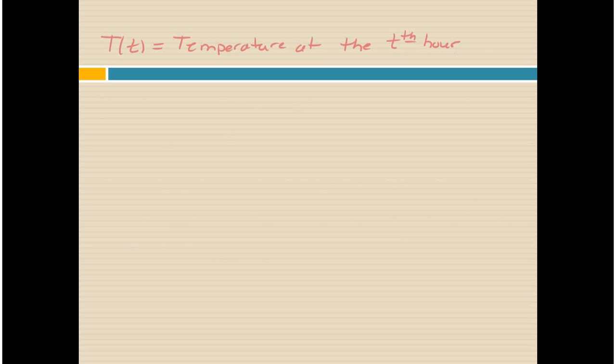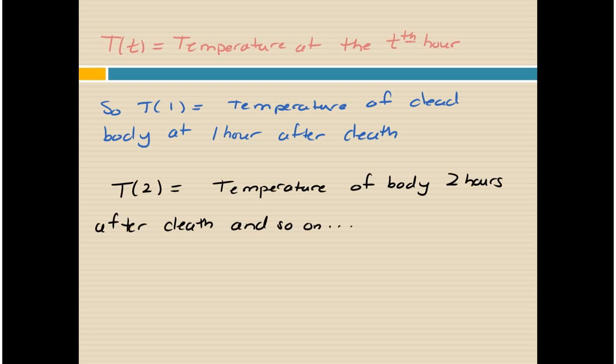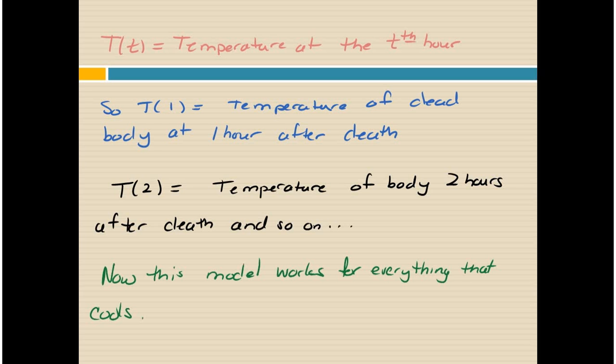So how it works is we have T of t, the temperature at the tth hour. For example, if I plugged in t equals 1, that would represent the temperature of the dead body 1 hour after death. T at 2 would represent the temperature of the body 2 hours after death, and so on. Now this model works for everything that cools, not just a dead body.